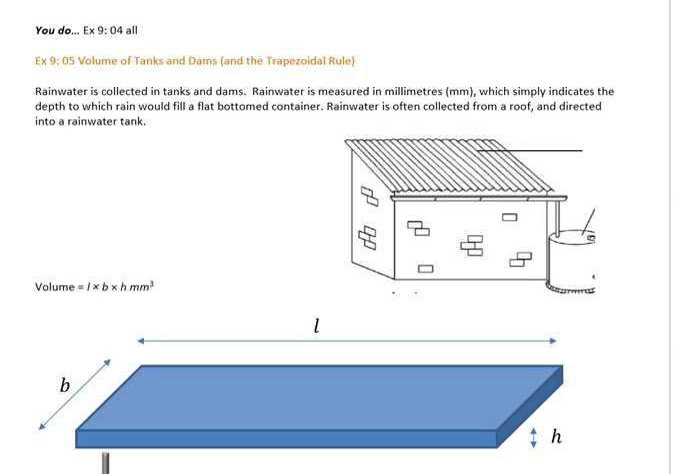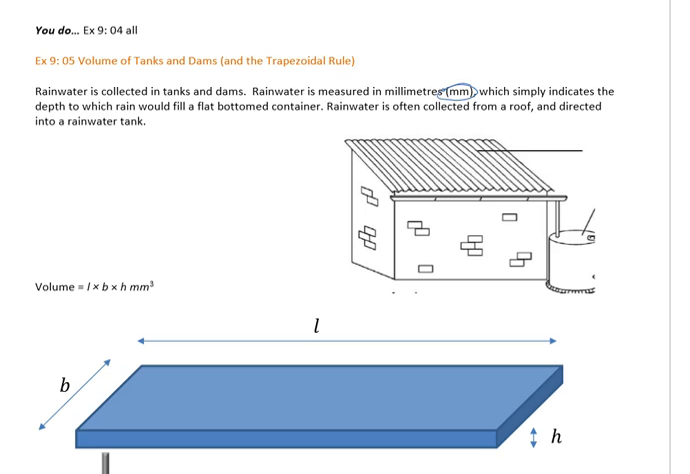Exercise 905, volume of tanks and dams, is really a bit of a review of what we already covered in the prelim course. So let's go over the concepts again. It's important to know that rain is measured in millimetres, which might seem unusual because rain is a liquid and we normally measure our liquids in mils. But really what we're measuring is the depth of water that the rain has created within a vessel.